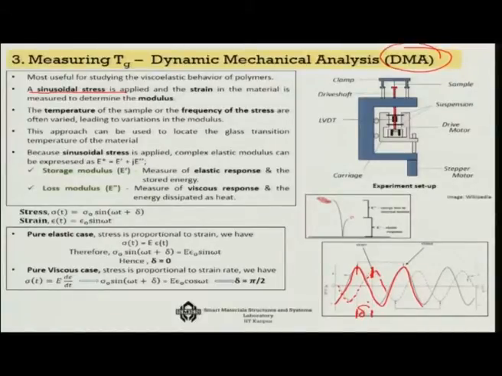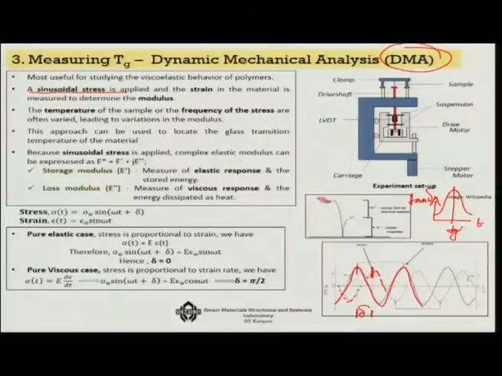This phase difference delta is a measure of the loss or viscoelasticity in the material, and the frequency at which this happens is known as the critical frequency, and the temperature when this happens is known as the glass transition temperature. If you actually plot this loss factor, tan delta, with respect to temperature or frequency, you will see there is a glass transition temperature Tg where this loss will be maximum.